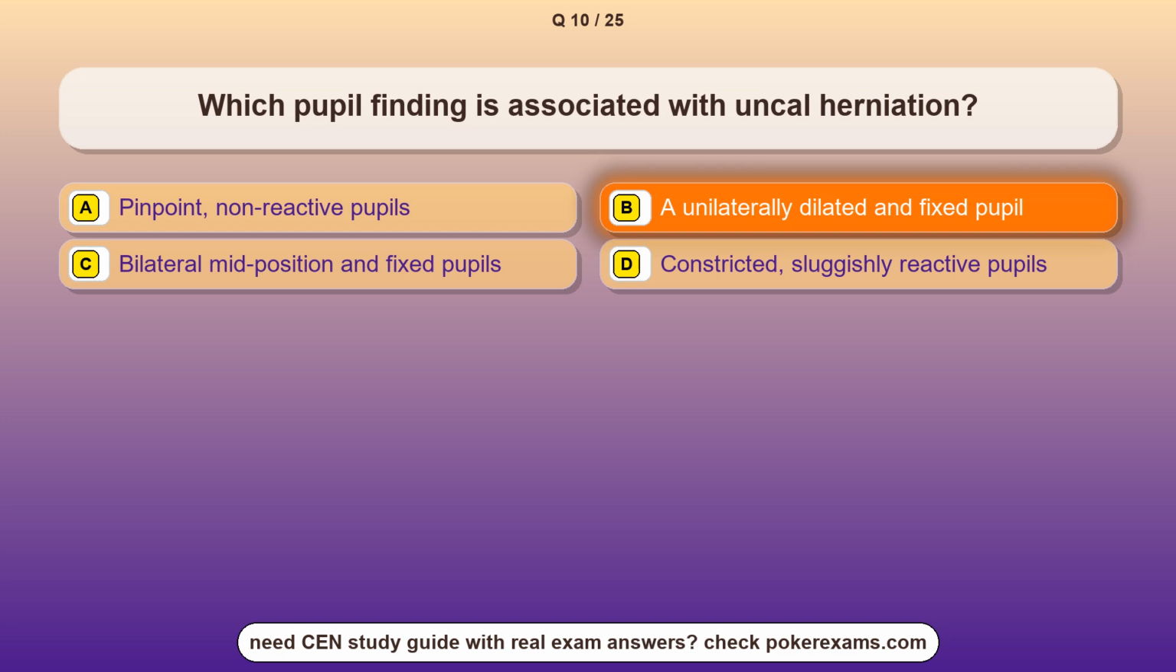The correct answer is option B. A unilaterally dilated and fixed pupil.